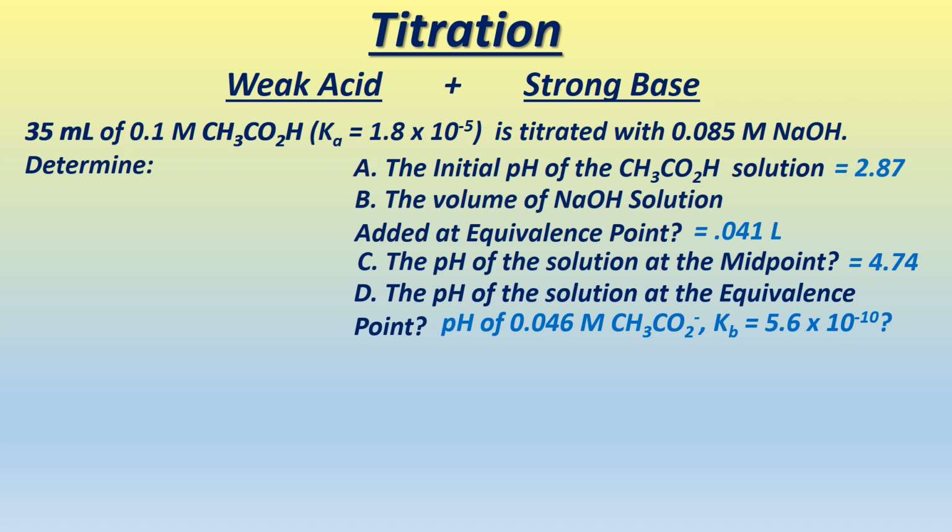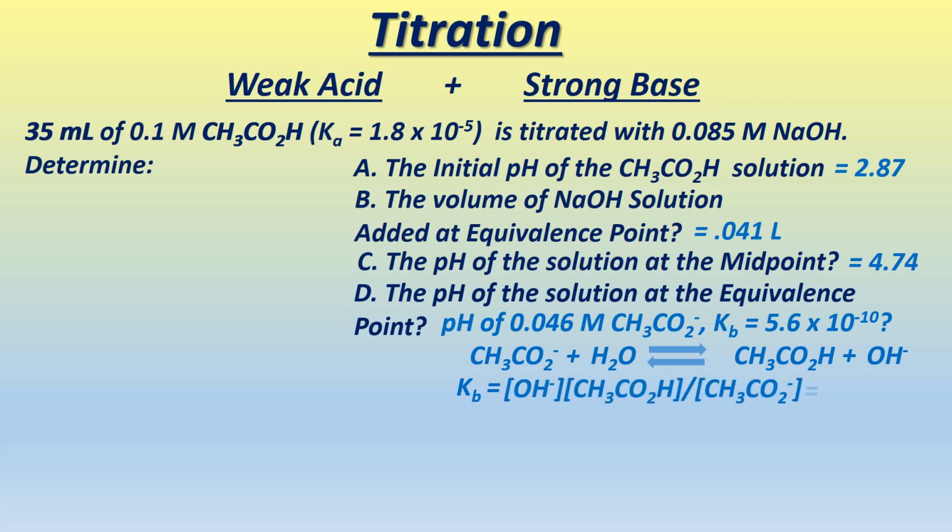Since this is a weak base, it exists in equilibrium, and one handles it like every other equilibrium problem. First, one needs a balanced equation where the weak base will react with water to give the conjugate weak acid plus OH minus. Secondly, I have a value of Kb. I need to define Kb in terms of product over reactants. The hydroxide concentration times the acetic acid over the acetate is going to be numerically equal to 5.6 times 10 to the minus 10th.